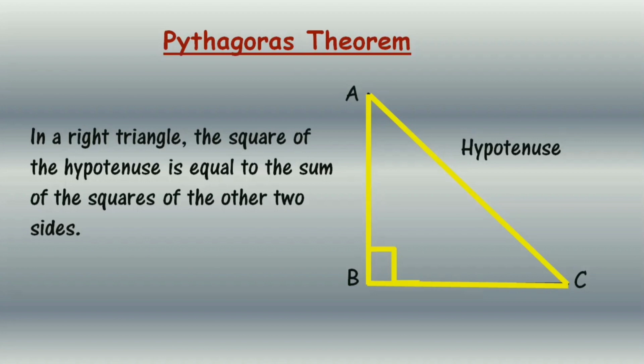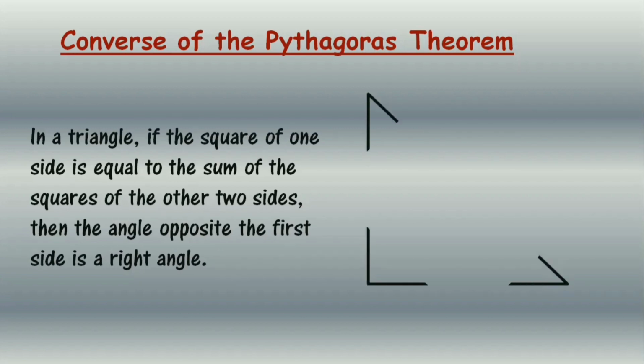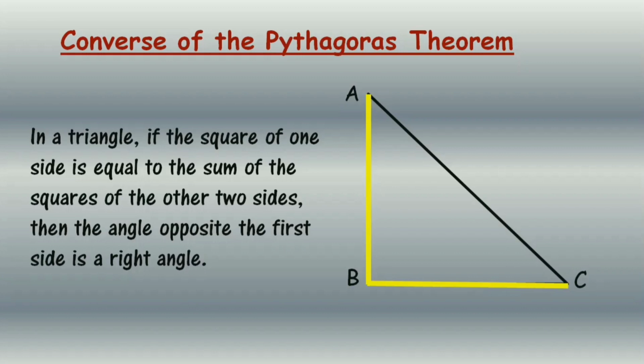In grade 10, we shall prove Pythagoras theorem using the concept of similarity of triangles. Pythagoras theorem is sometimes referred to as the Baudhayana theorem. What about the converse of the Pythagoras theorem? You have already verified it in the earlier classes. This is also true, just the opposite of Pythagoras theorem. The converse of Pythagoras theorem states that in a triangle, if the square of one side is equal to the sum of the squares of the other two sides, then the angle opposite the first side is a right angle. It means that if AC square equals AB square plus BC square, then angle B equals 90 degree.